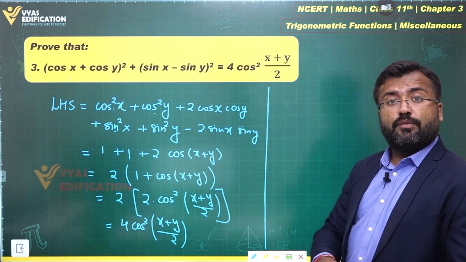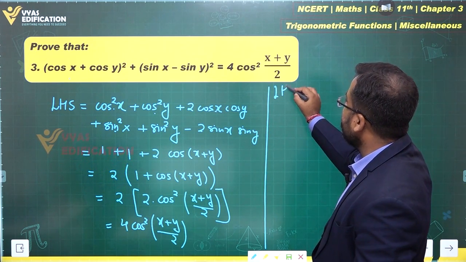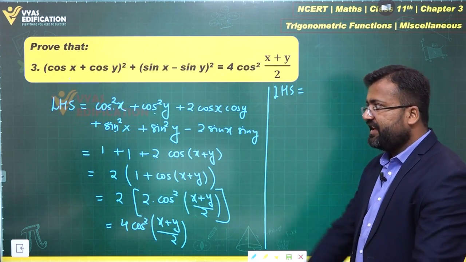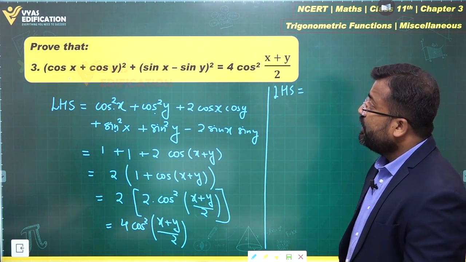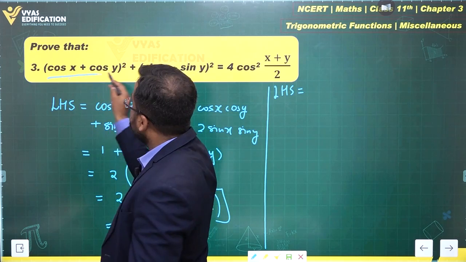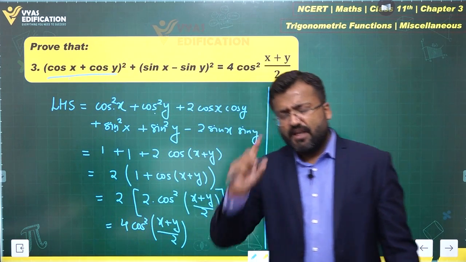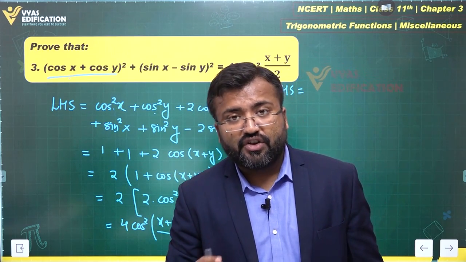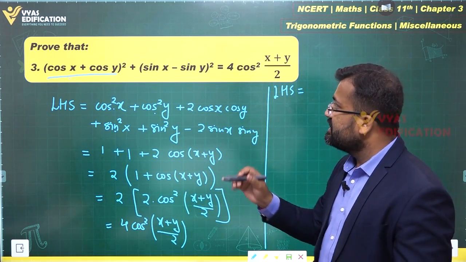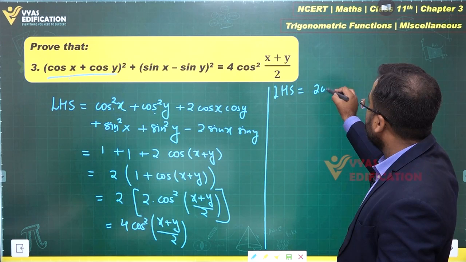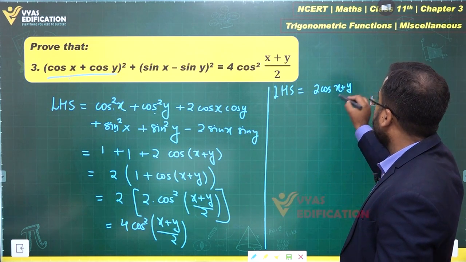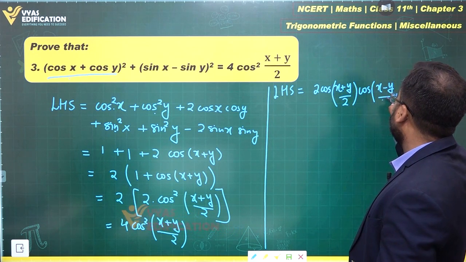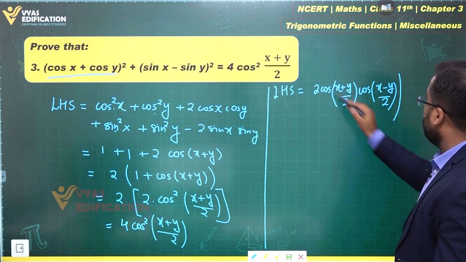Using transformation formula. Let's use transformation formula. Once again, LHS seems pretty complicated. Let's simplify that. Observe this carefully, this is cos x plus cos y. Imagine this is cos C plus cos D, which is 2 cos (C plus D) by 2 cos (C minus D) by 2. This will become cos x plus cos y, 2 cos (x plus y) by 2 cos (x minus y) by 2. And there is a whole square over here.